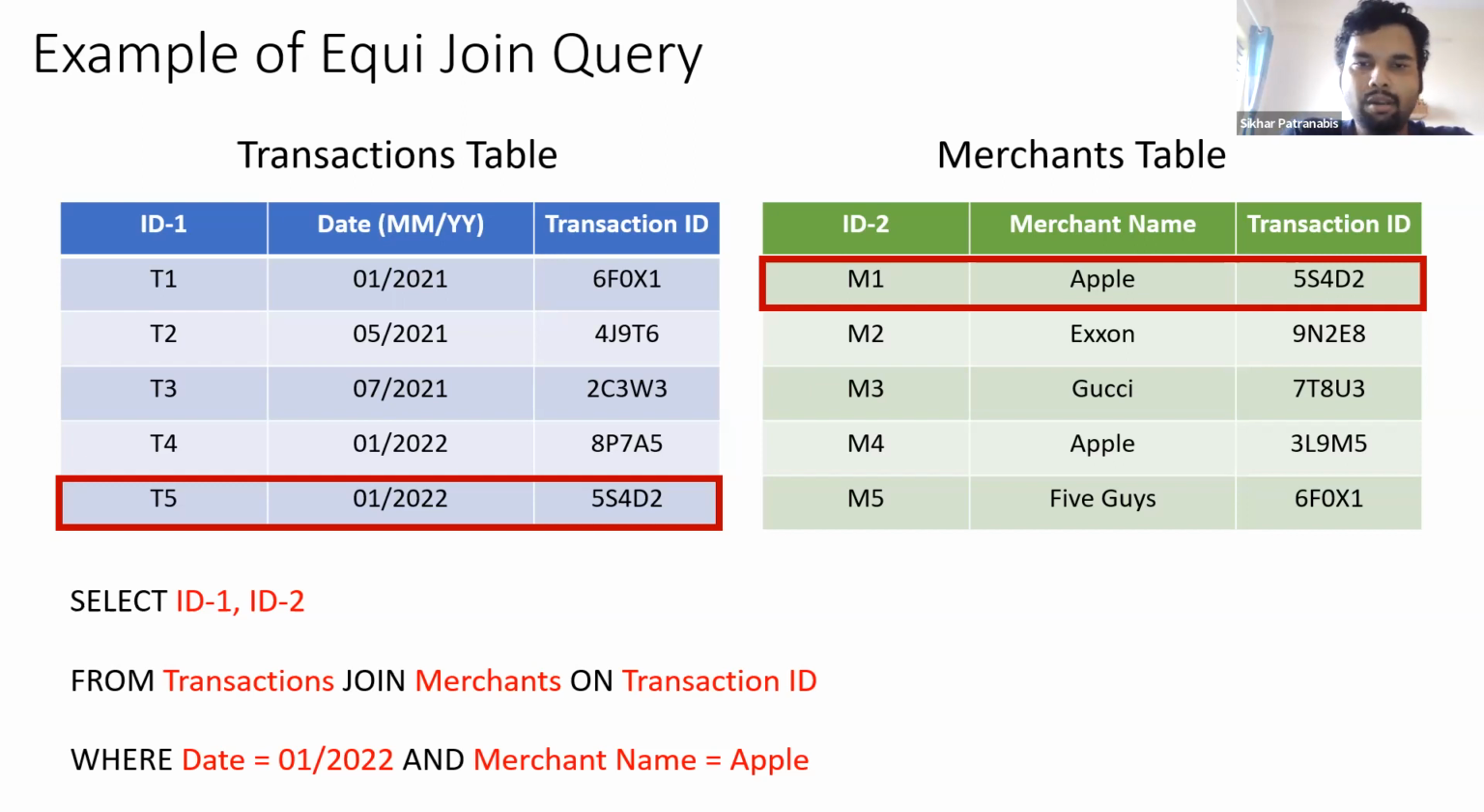Note that in each table, we have other records which match the individual queries. For example, T4 also has the date January 2022. And as you can see here, M4 also has merchant name equals Apple, but these pairs won't be considered as a matching record because the transaction IDs don't match.